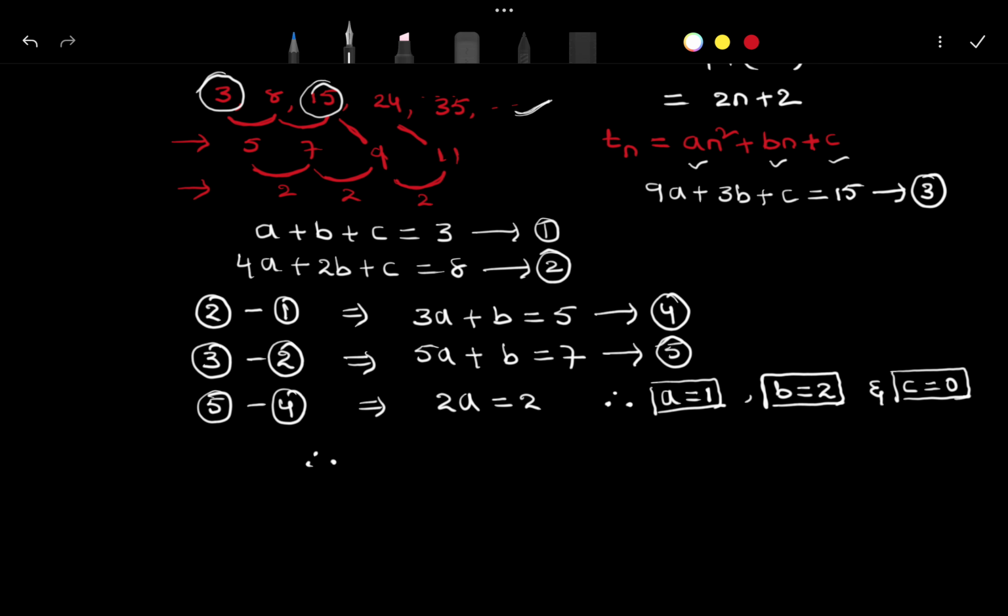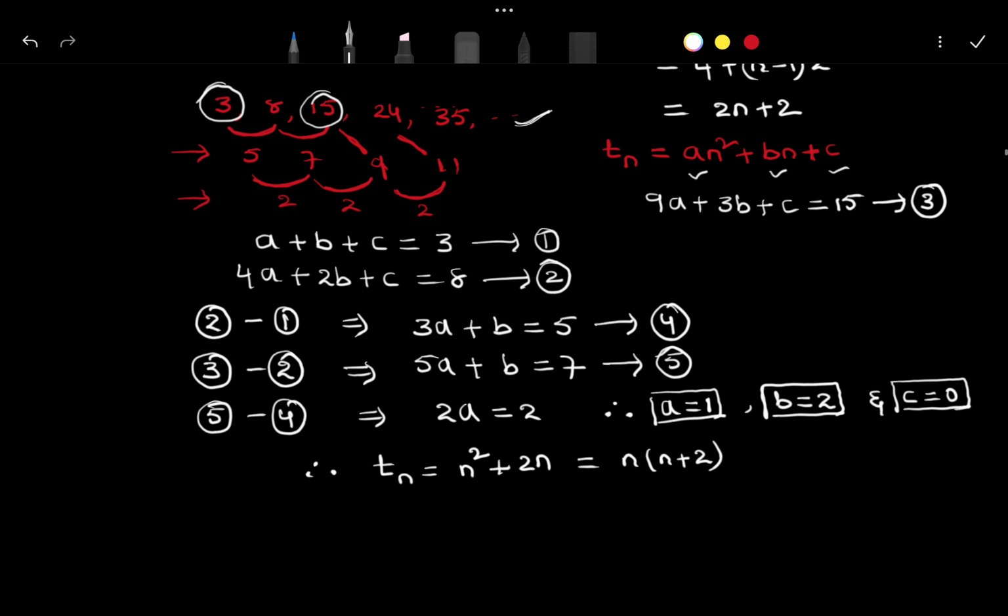So the nth term Tn will be equal to, by the formula, an square plus bn plus c. The a value is 1, the b value is 2, and the c value is 0. That value will be equal to n square plus 2n. Now we can write this as n into n plus 2. So you got what the nth term of the series 3, 8, 15, 24 and 35 will be.